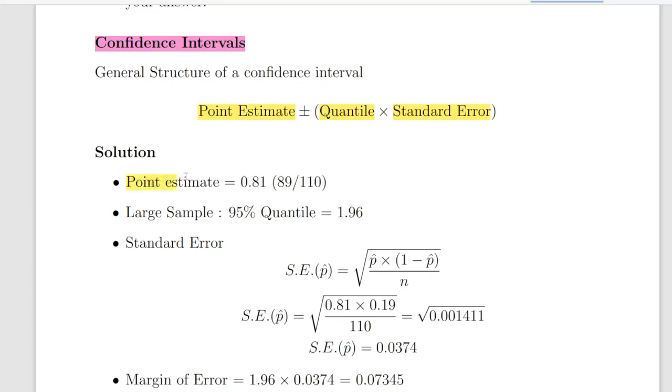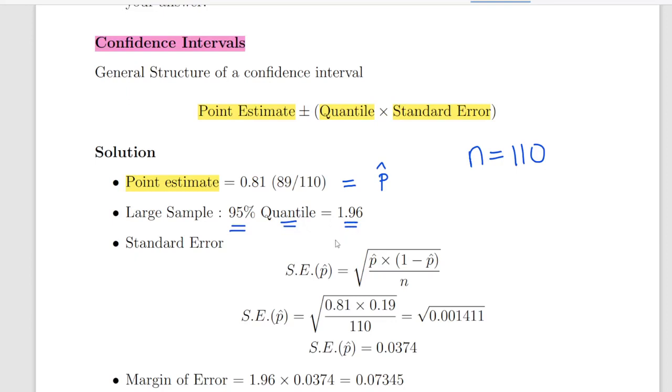The point estimate is straightforward enough. That is essentially the sample proportion. In this case, the sample proportion is 89 divided by 110, and we could denote that as p hat, which is 0.81. Now, in this particular example, we're dealing with a large sample, n equals 110.